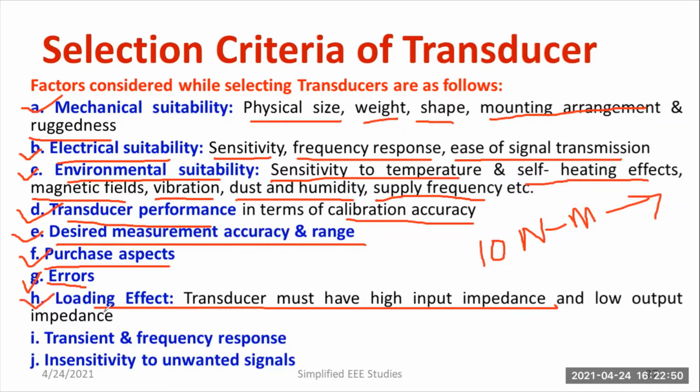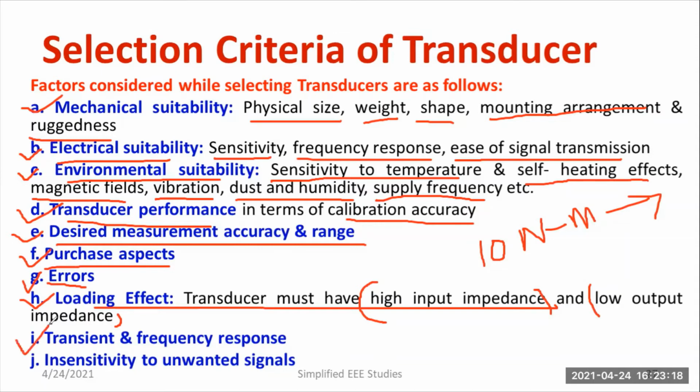Then you have to think about the loading effect. The transducer must have high input impedance and low output impedance for reducing the loading effect. Loading effect is an undesirable quantity of a transducer. Loading effect should be as minimum as possible for a good measurement device. As we know, the transducer is a measurement device, so definitely the loading effect should be as minimum as possible.